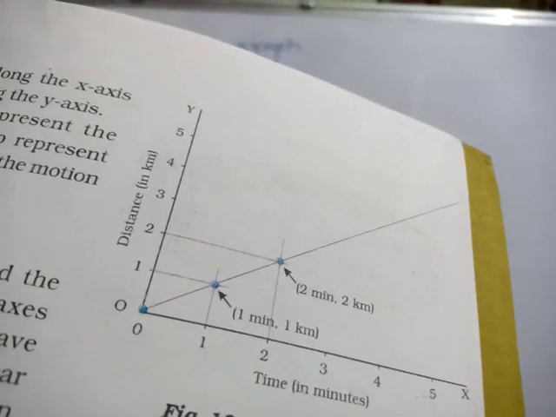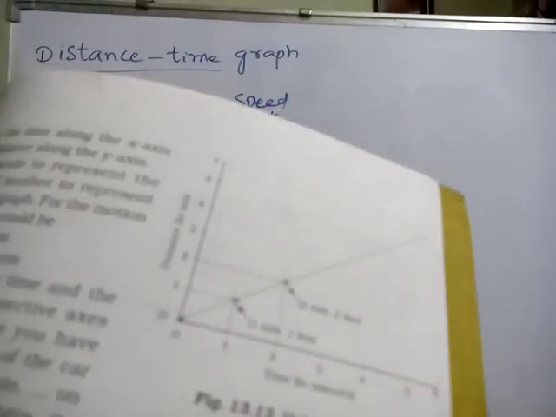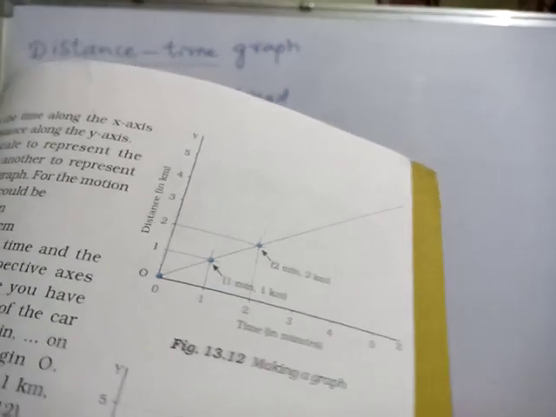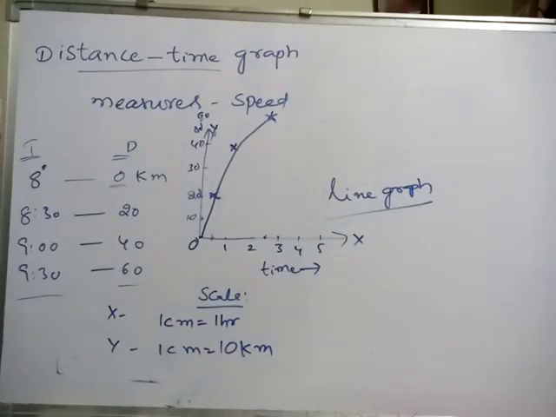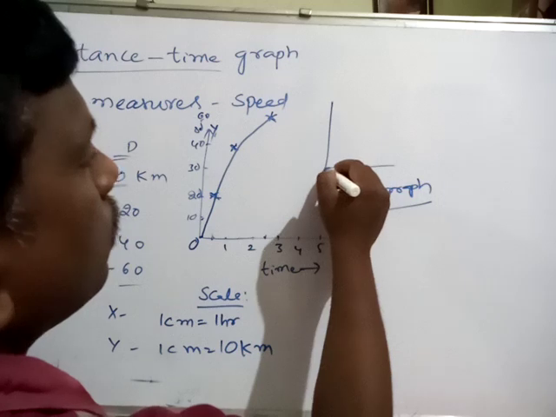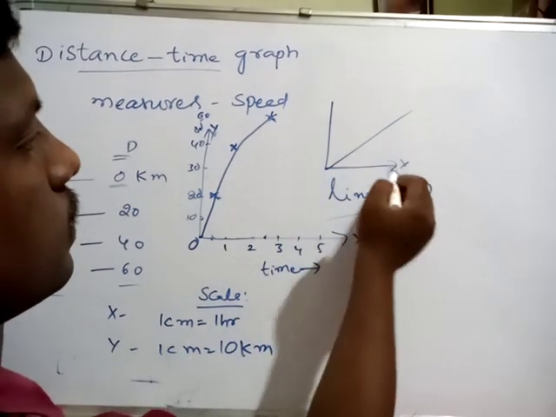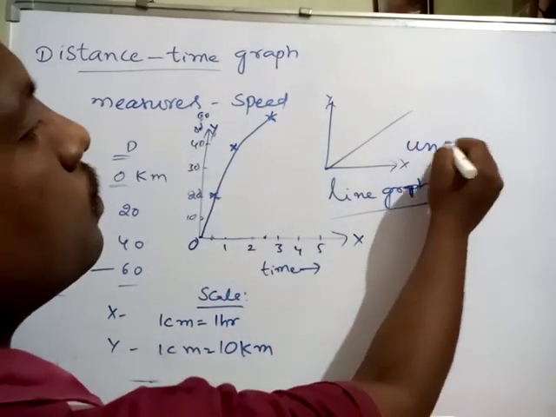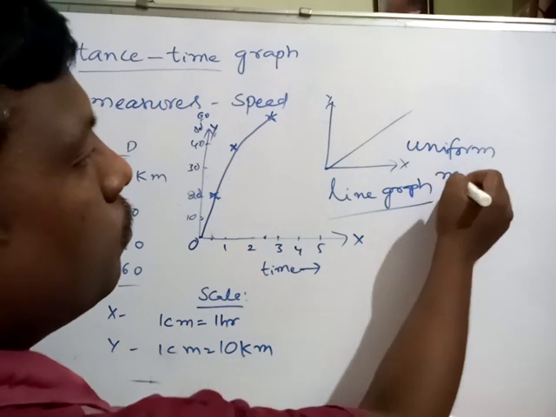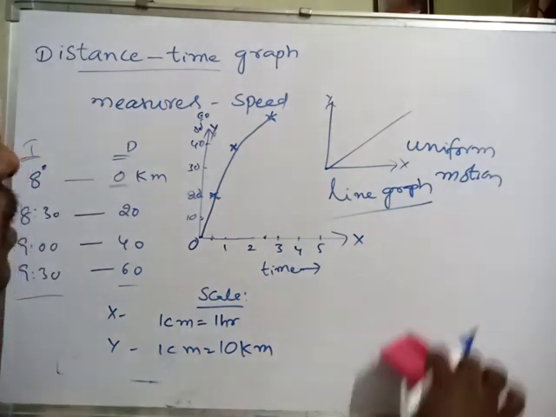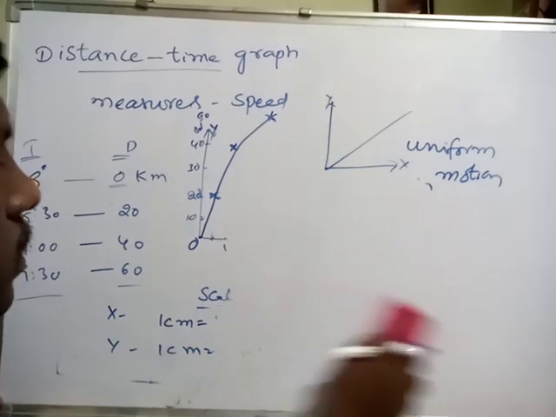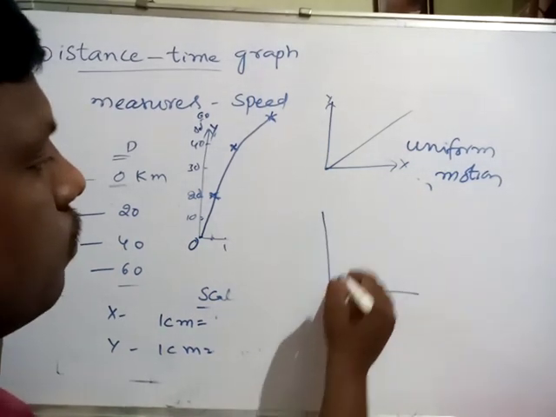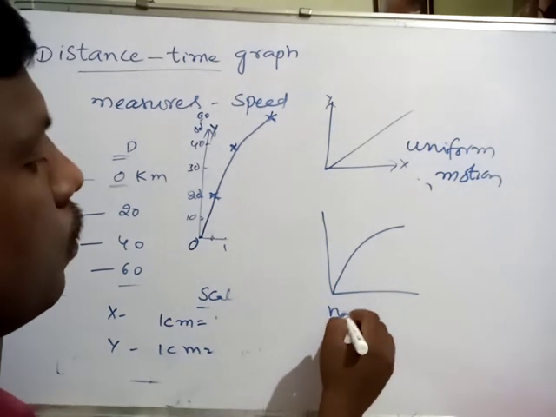And see, this is one type of graph. A straight line means this type of graph is what we call uniform motion. Uniform motion. If you get a straight line like this on the x-axis and y-axis, this straight line indicates uniform motion. Otherwise, if we get a line graph like this, this is what we call non-uniform motion.